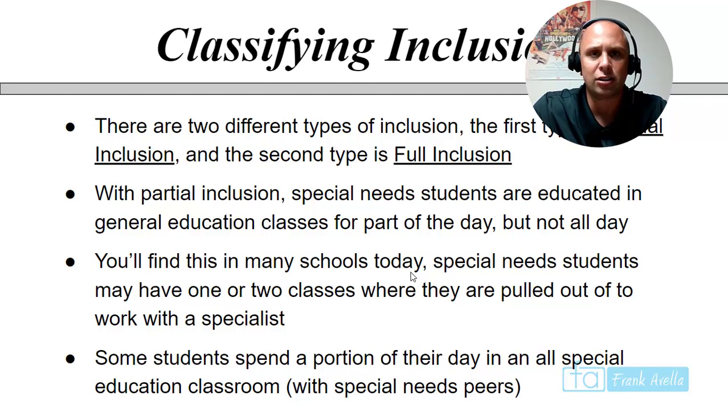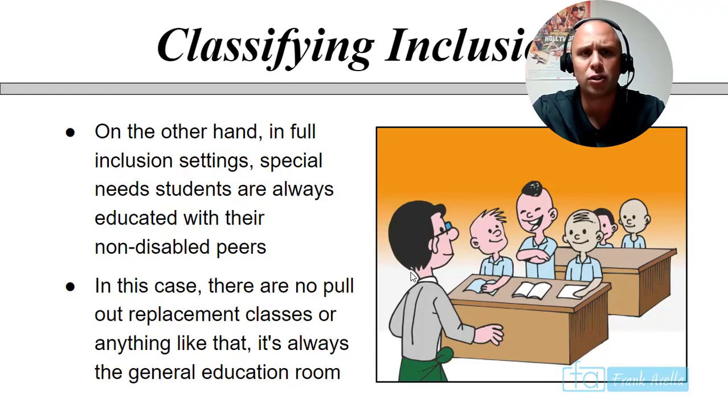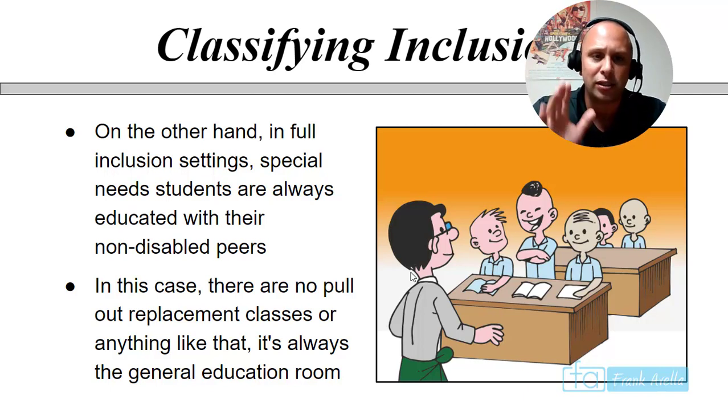But that's another example. On the other hand, in a full inclusion setting, special needs students are always educated with their non-disabled peers. In this case, there are no pull-out replacement classes or anything like that. It's always in the general education room. And remember, that might not always be the best fit for the student.